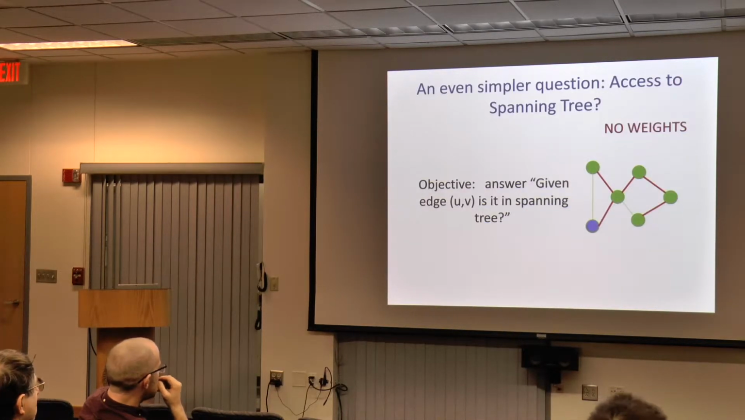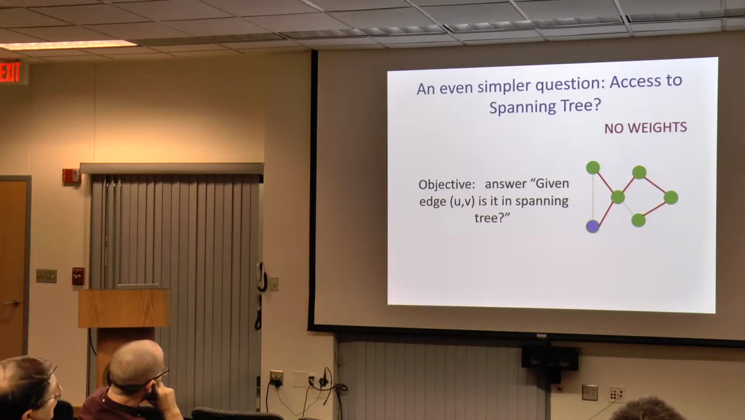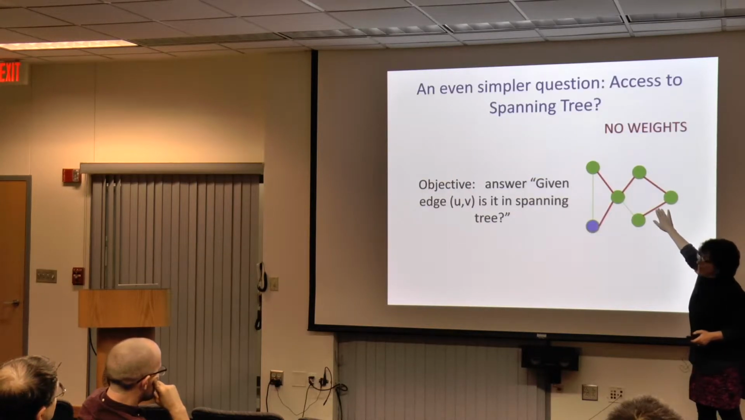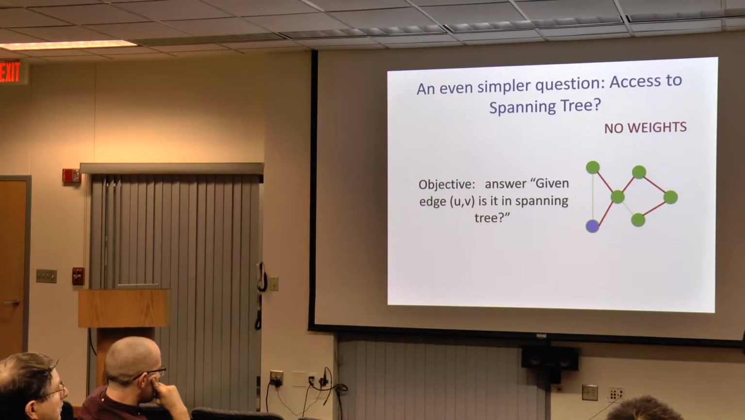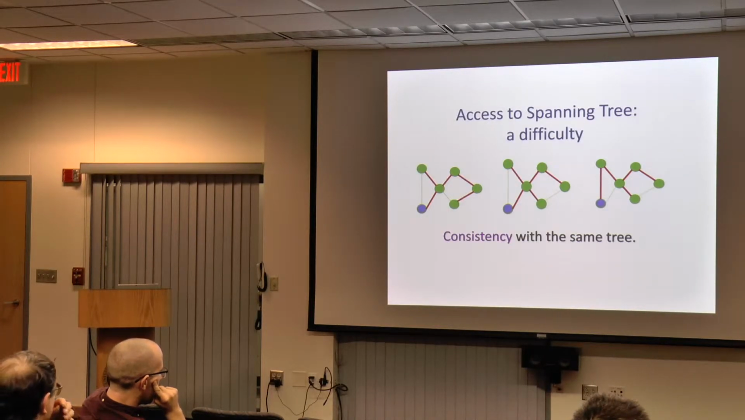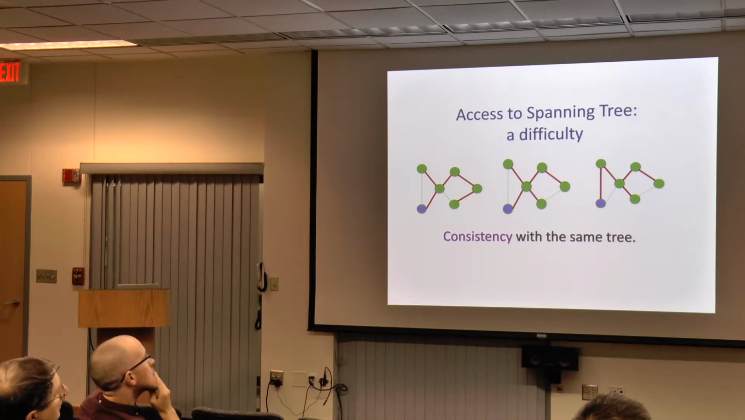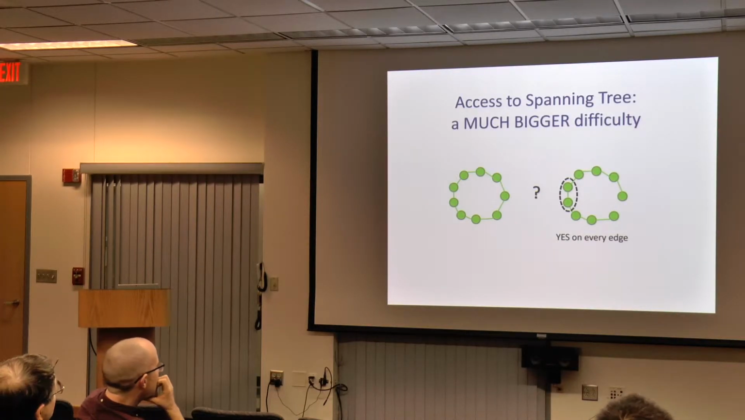So let's remove the weights and go for a simpler question. Given edge UV, is it in the spanning tree? Forget minimum spanning tree. It's all unweighted now. I just want to know, is it in a spanning tree? Analogous to the independent set problem. Well, it's analogous, except we still have this problem of consistency with the same tree, but we have a bigger problem. It seems like, great, we can use independent set. No. Here is a bigger problem.